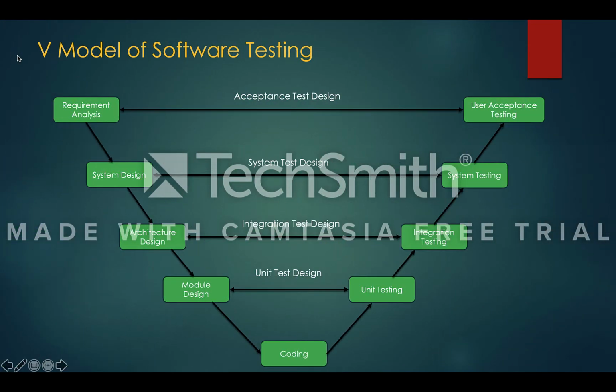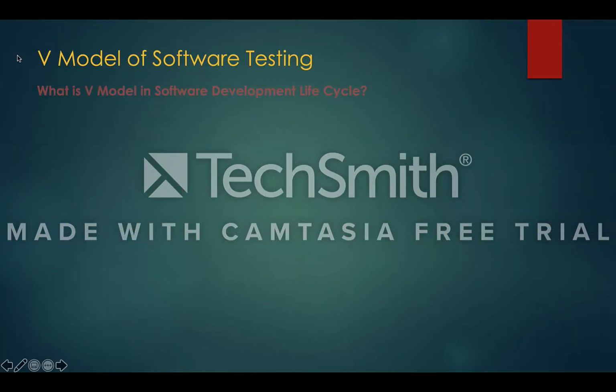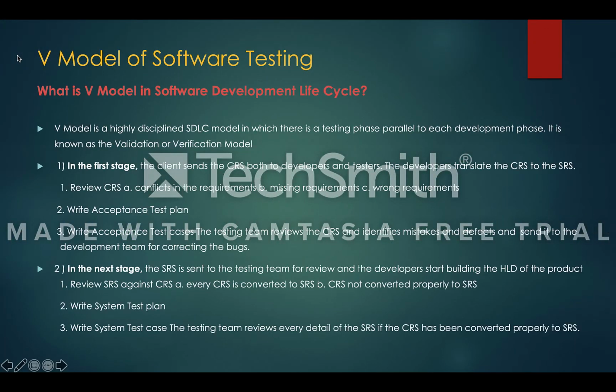Next, we have the V model. In the V model, all the processes occur simultaneously. At the requirement stage, the testing team starts writing the user acceptance testing. During the system design phase, the testing team starts the system testing, and during the architecture design, they write the integration testing. During the module designing, they do the unit testing and coding. This is one of the best practices that is followed in the industry as well.